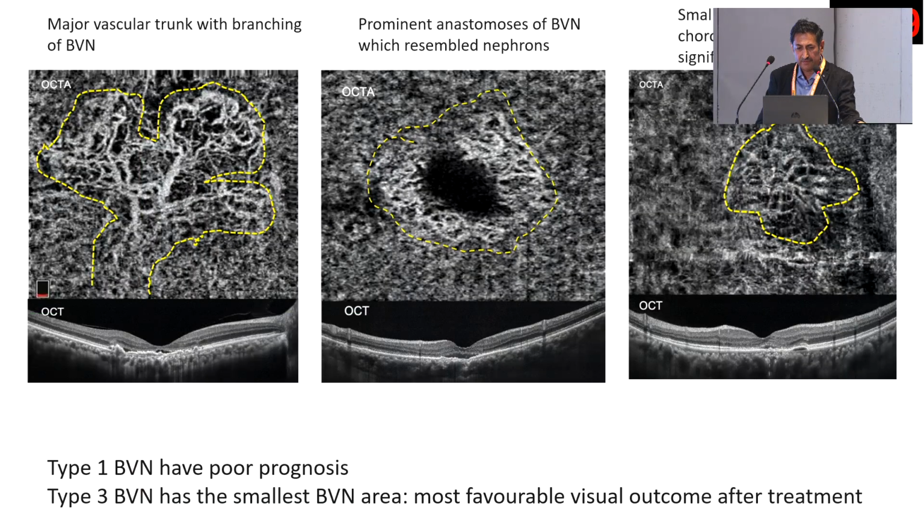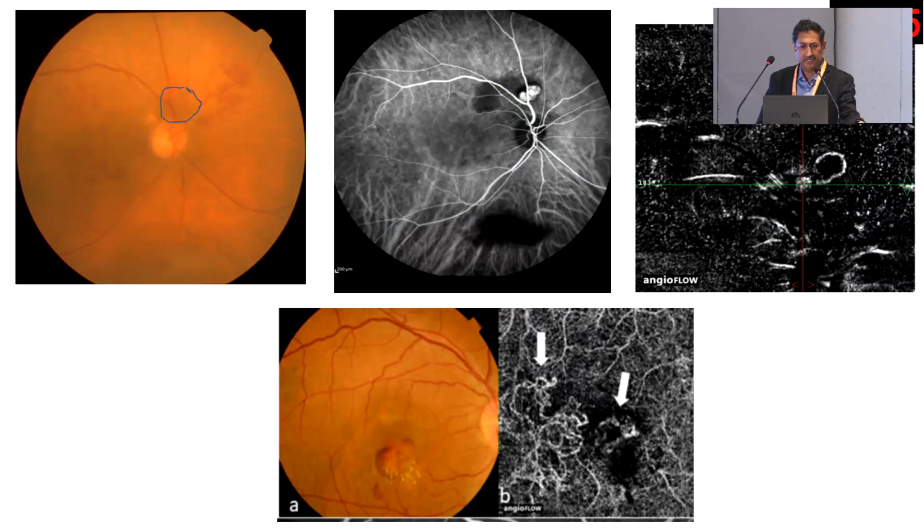On OCTA, 3 types of BVN have been described. The major vascular trunk type, a BVN that looks like a nephron, and this is a tangled caliber of vessels. Basically this one has the best prognosis, and these don't really do well. So it tells about the management and the prognostication also. This is another case, one of our cases. You can see the subretinal nodule, how nicely the polyps are seen. In OCTA you can see this is a hypoflow structure, this is hyperflow. And here also you can see BVN in another case.